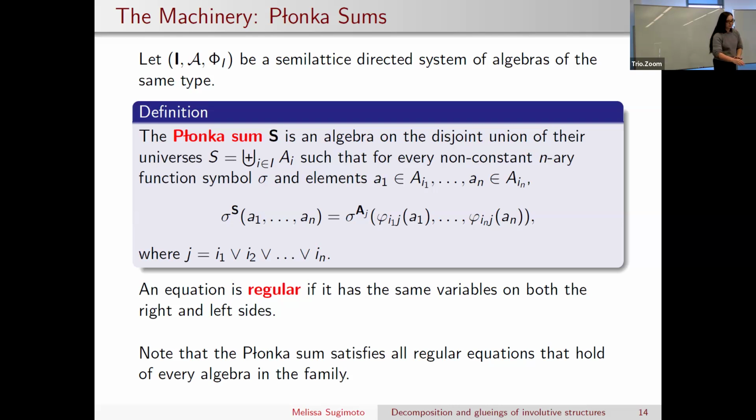That's a Płonka sum. Wait, okay, can I ask about that again? All equations that hold on, okay.